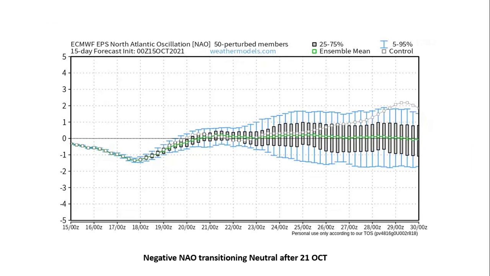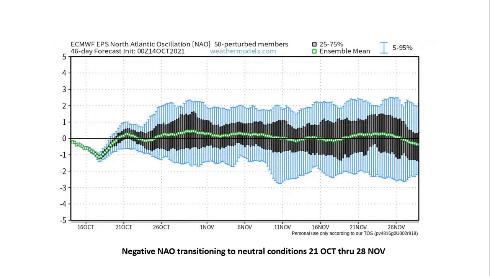The European EPS NAO 50 perturbed members, again comparing the ensemble mean versus the EPS control. More of a spread, of course, beyond 25 October between the white line and that green line. The control wants to make it a much stronger positive NAO, whereas the ensemble mean wants to keep it fairly neutral. So negative NAO transitioning to neutral is pretty much a good look after the 21st of October, pretty much through the end of the month. Looking at the European EPS NAO 50 perturbed members out to the 46-day forecast through 28 November.